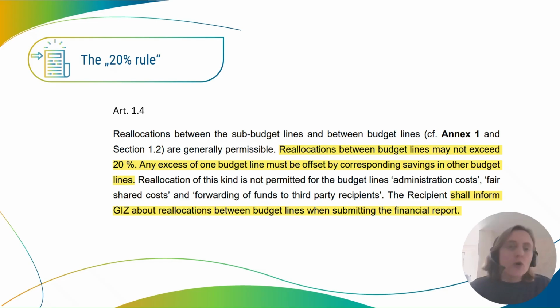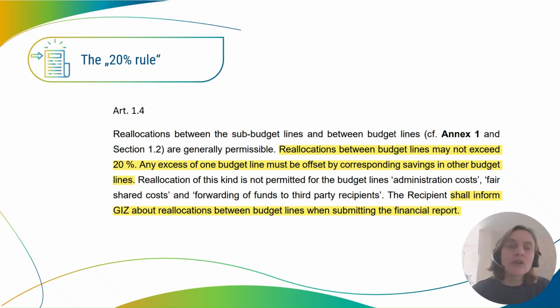So we start with the so-called 20% rule. This is a very useful and pretty commonly used rule that will give you some flexibility to move funds around between budget categories. So budget categories are those headlines in your budget that are called external services, staff, transportation and travel cost, and so on. The important thing to remember is that you can only shift funds if you balance it out somewhere else in your budget. So if one category goes up, one or more other categories have to go down by the same amount. Also, the 20% rule only applies to direct costs.